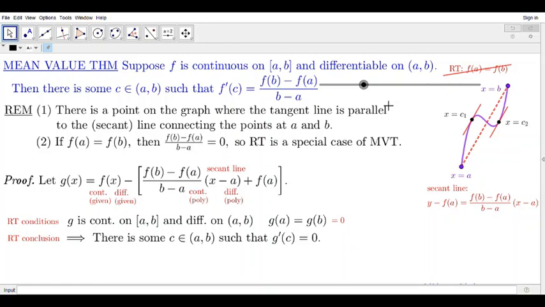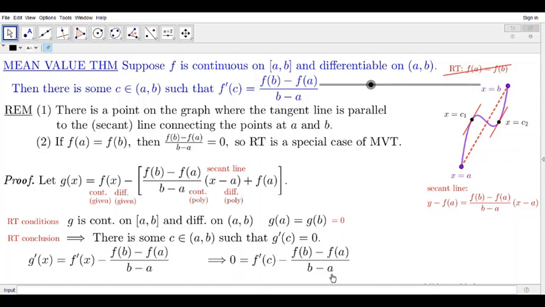Now let's go back to the original definition of g as this particular difference. How does its derivative look? Well, we take the derivative of the two things being subtracted. g prime of x is equal to f prime of x minus the derivative of this linear function. But because that's a linear function, isn't its derivative just going to be its slope, this (f of b minus f of a) over (b minus a) thing? So if we plug in c in place of x, on the right side you get f prime of c minus (f of b minus f of a) over (b minus a).